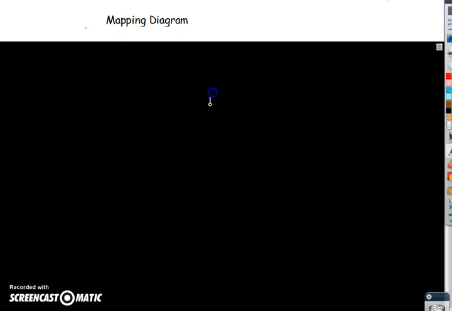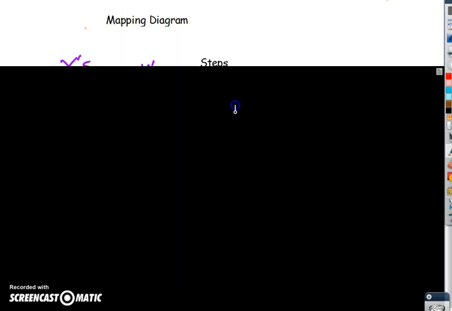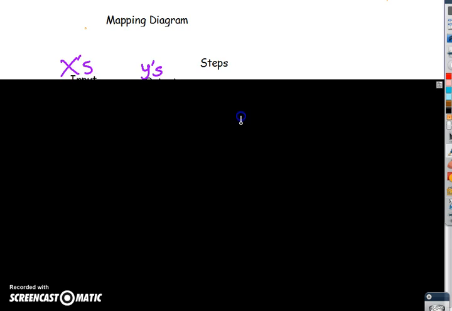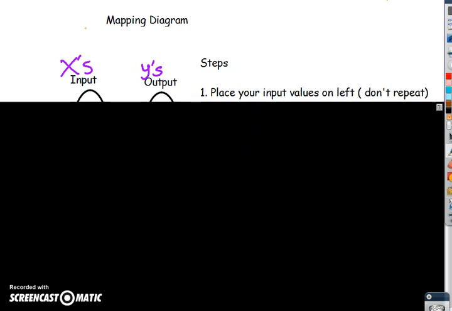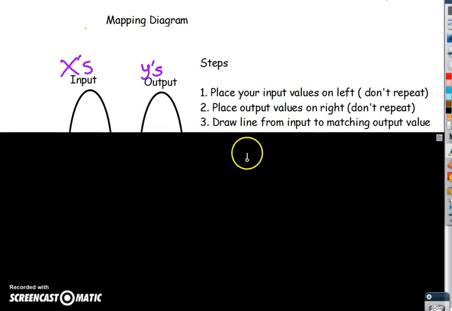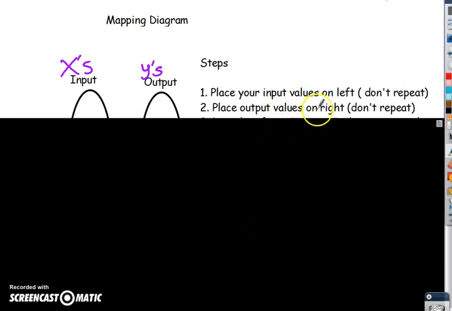Now, next thing we've got going for us is what we call a mapping diagram. Here are the steps. First off, we have x's and y's, or inputs and outputs. You can label them either way. You'll see both. Step 1, place your input values on the left. Don't repeat them. So you place all your x's on the left column. Now, if you have more than one, you don't repeat it. You place all your output values on the right. You don't repeat them. So if you see a 1 multiple times, you don't repeat that.